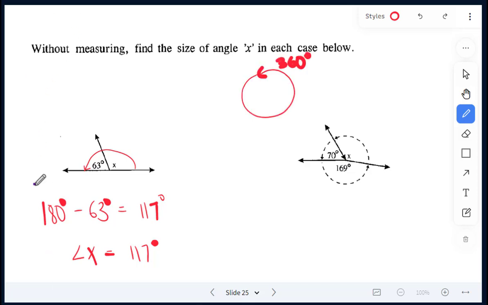Okay, so for this one, what I would do is take 360 degrees and subtract 169 degrees and subtract the 70 degrees. And you should get 360 minus 169 minus 70, 121 degrees. All right, so angle x is equal to 121 degrees.